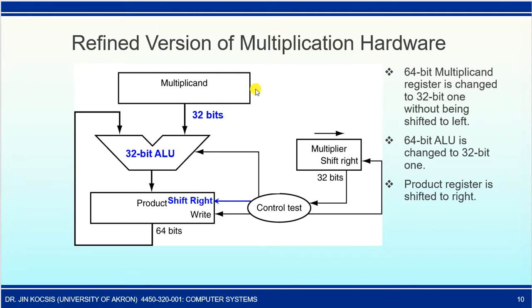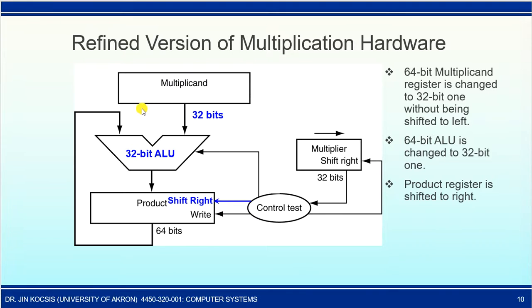But here, because I only need to add the 32-bit multiplicand with part of the product, the ALU operation only needs 32 bits. So what I really do is as follows. In the initialization, the multiplier is still 32 bits, and the multiplicand here is 32 bits. So I just load whatever multiplicand I have into this register. And the product is still 64 bits.